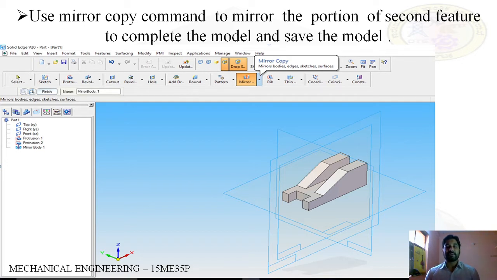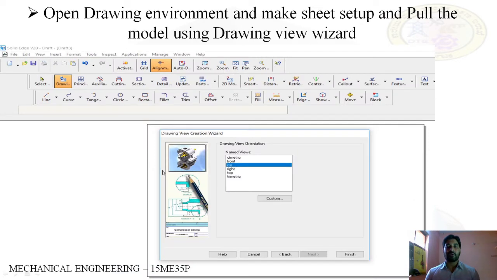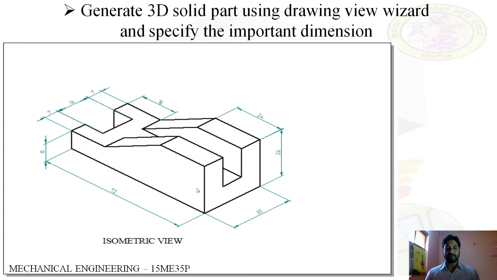Then you have to save this model. Then you have to go for the drawing environment and make a suitable sheet setup. Once your sheet setup is done, you have to go for the drawing view wizard and pull the isometric or 3D model of this solid part like this. After that, you have to specify all the important dimensions which are given in the problem. So let me discuss this model in Solid Edge.